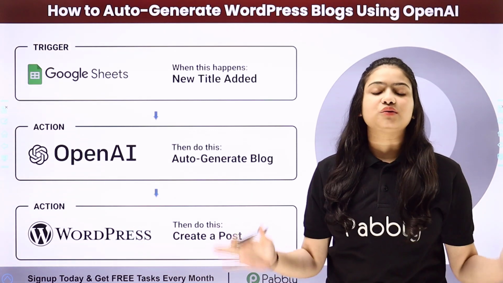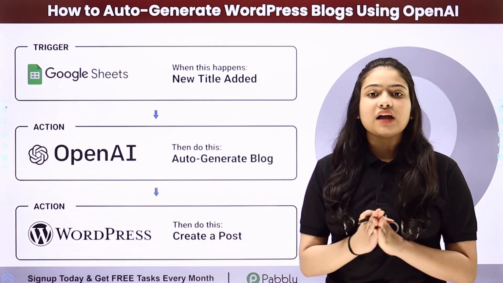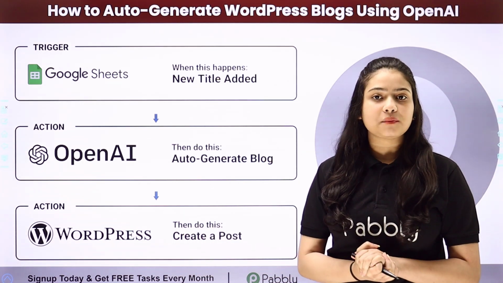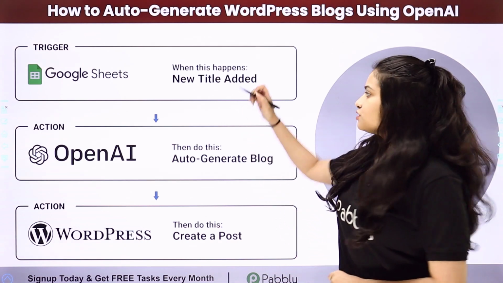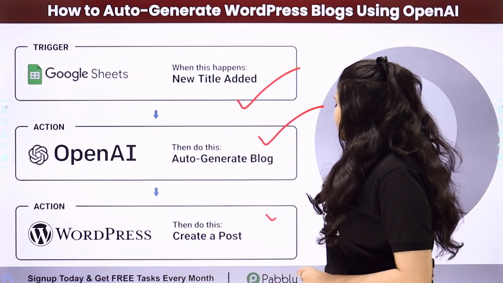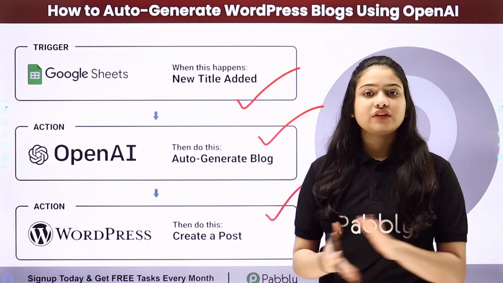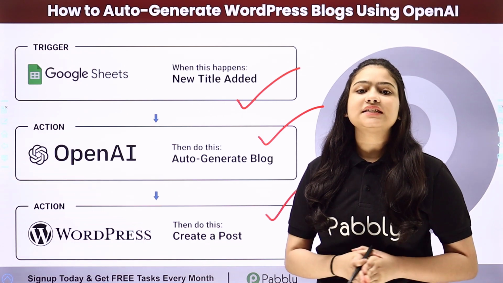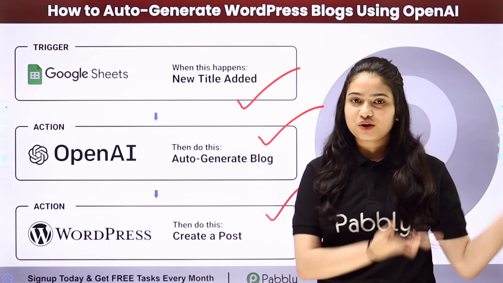So how are we going to automate this entire process? For this, we will have to connect all these applications, and we are going to do that without any coding or programming skills with the help of Pabbly Connect. So we have Google Sheets in our trigger, and then we have OpenAI as well as WordPress in our action. We are going to connect all of them using Pabbly Connect in order to automate this entire process. To learn this entire automation step by step, let me take you all to my screen.